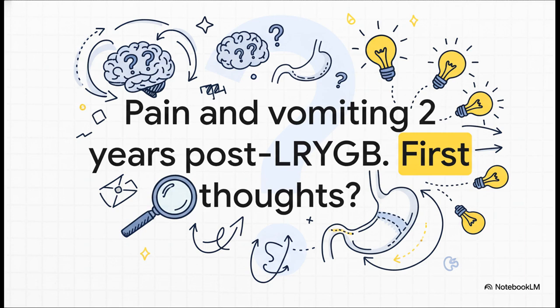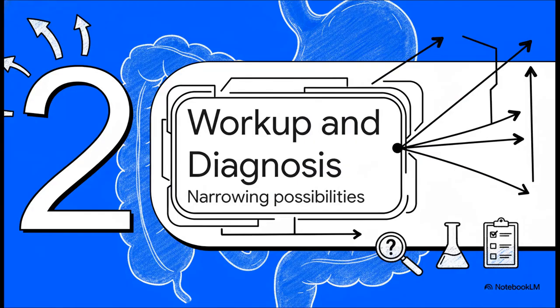What I'm really looking for here, right off the bat, is a structured, logical approach. How do you start to unpack this? What's going through your head? What are the immediate possibilities that jump out at you? Okay, that's a reasonable start. Now let's dig in. Walk me through it. How are you going to work this patient up? What's your systematic plan to figure out exactly what's going on here?